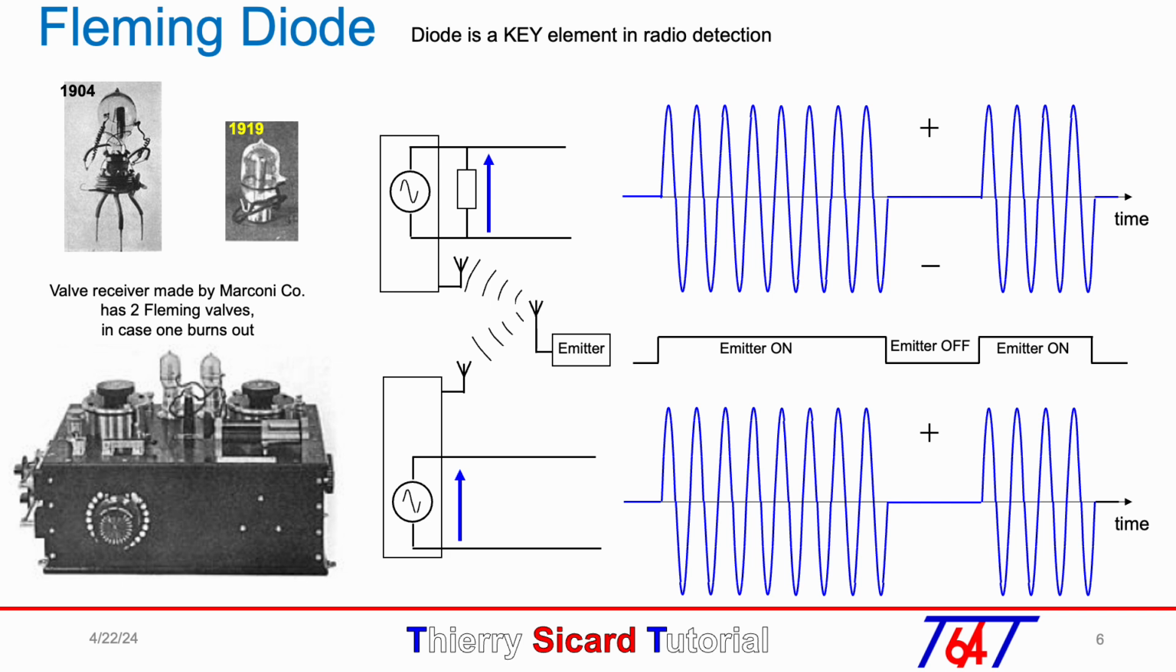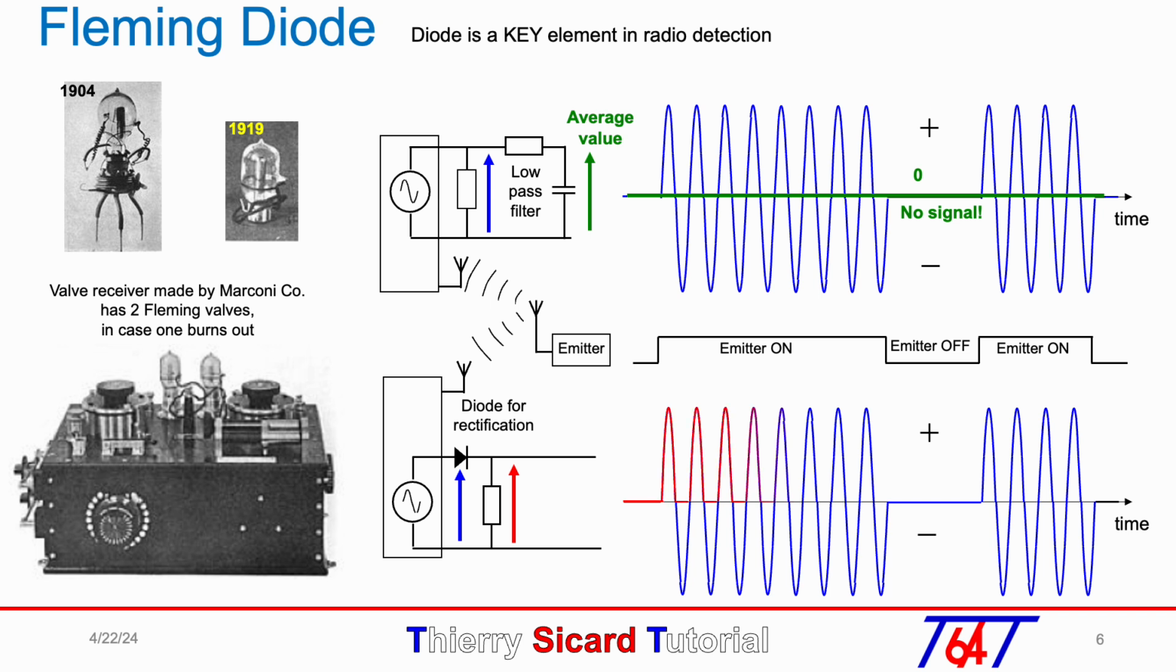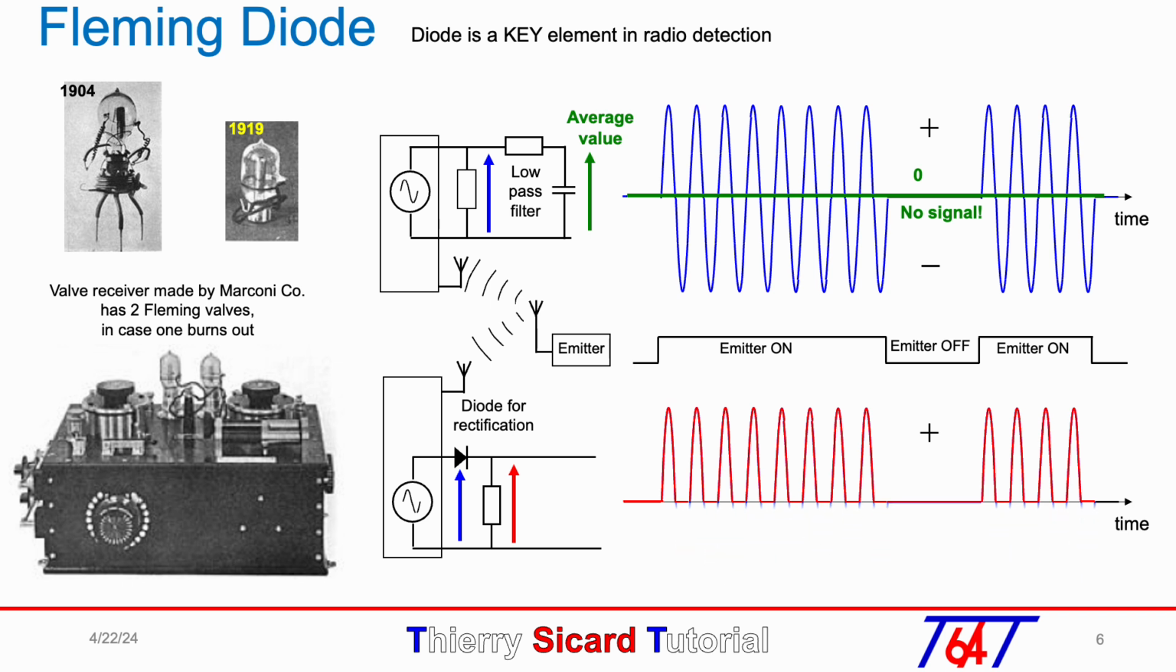On the top, without a rectifier element, after just a low-pass filter, the signal is always at 0. But with the rectifier element, we just pass the positive signal; the negative part is removed. After the signal processing, the low-pass filter will detect when the high frequency is present, so we can detect the radio waves.